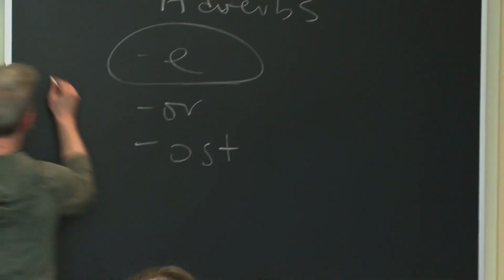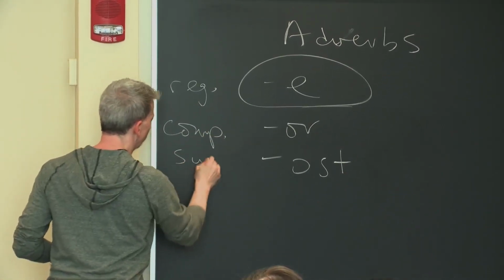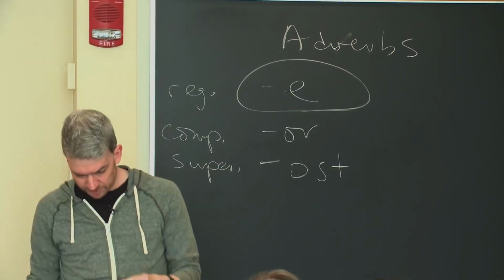The OR and the OS endings are for the comparison of adjectives on page 101. So leoflicor and leoflicost from leoflice is the example that they give in 10.2.1. Okay, so this is the regular comparative and the superlative forms.